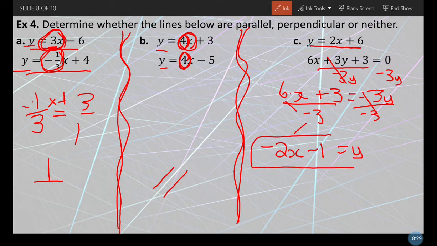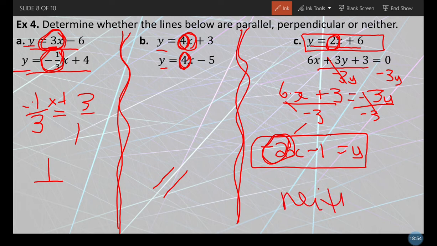So I'm comparing this equation to this equation. So the slope here is 2, and the slope of this second line is -2. So are they parallel? No, because 2 and -2 are not identical. Are they perpendicular? Also no, because they're not negative reciprocals of each other. They're negative, but they're not reciprocals. So this is neither.